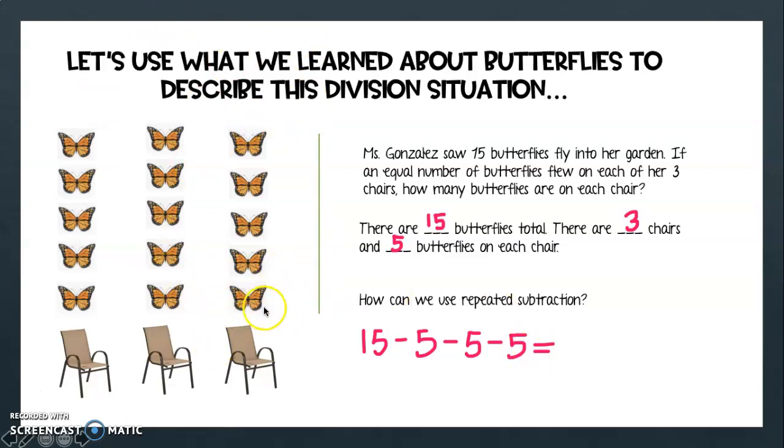So 15 total minus 5 is 10. Minus 5 is 5. Minus 5 equals 0. So remember, I keep subtracting butterflies until all of my butterflies had flown on each chair. So this is how I was able to use repeated subtraction to describe this division situation. 15 total, and there were 5 on each chair.